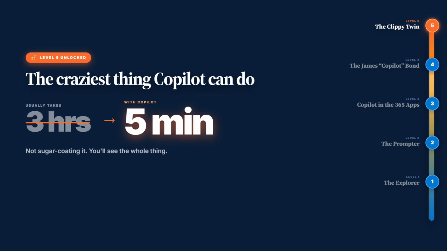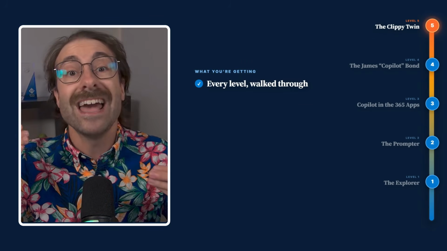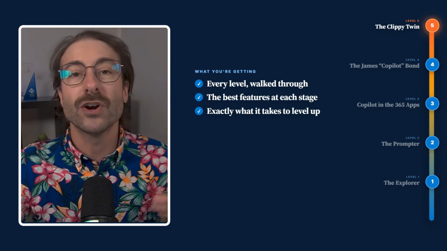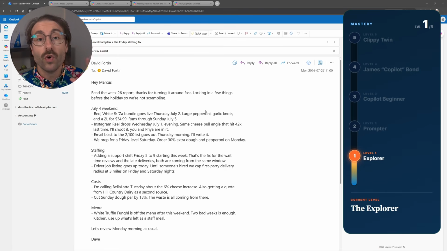I'm going to walk you through every level of Copilot mastery, show you the best features at every stage and what it takes to take you to the next level. All right, let's start with level 1, the Explorer. On the Explorer level, you use Copilot to do these things.